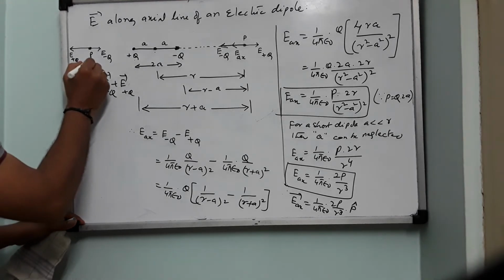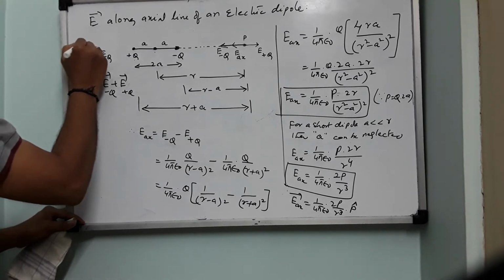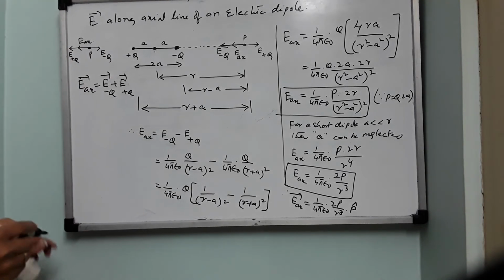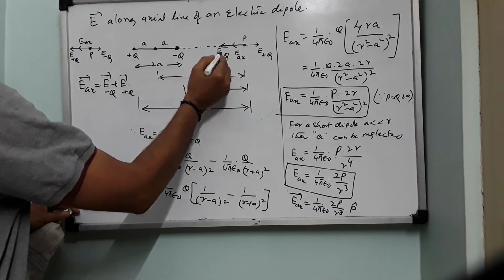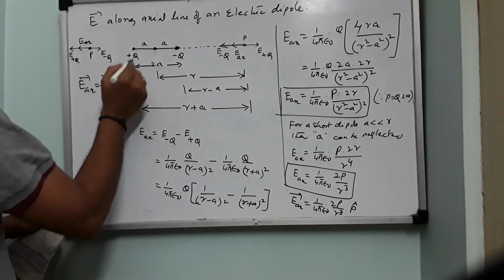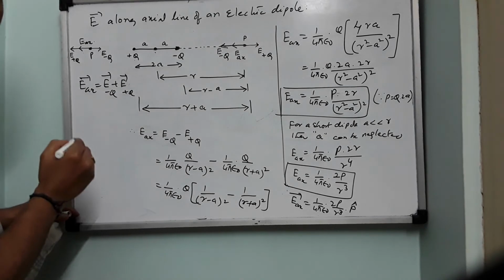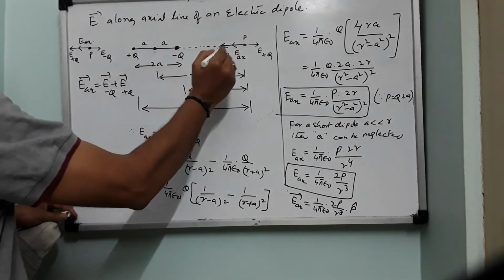Then what is the net electric field? Net electric field will be in the direction of this one. This is E axial. You see here, it is now directed away from the center, but it is parallel to the axis. Net electric field is parallel to axial line.